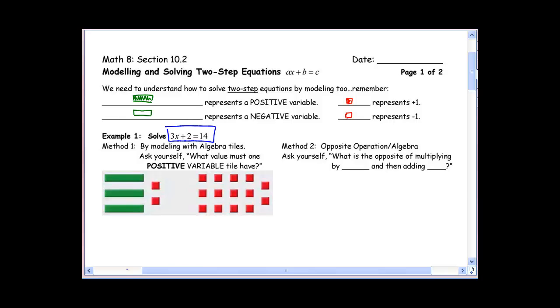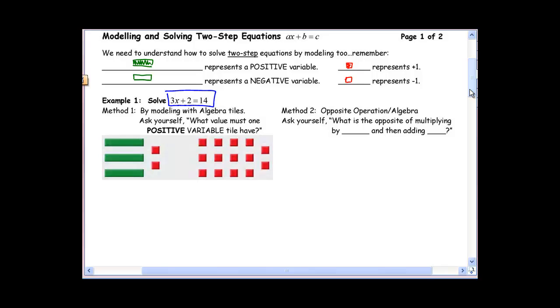Our first example says 3x plus 2 equals 14. Once again, I'll show you the method by modeling with algebra tiles, and then we'll do something called opposite operation, or what people call algebra. So 3x, there's your 3 rods, plus 2, your 2 squares, and this equals 14, and I've drawn 14 on the right-hand side. Once again, the goal here is to figure out what value one positive variable must have.